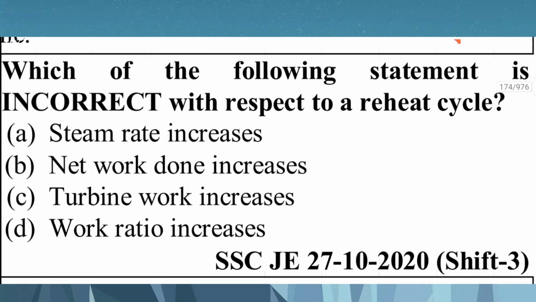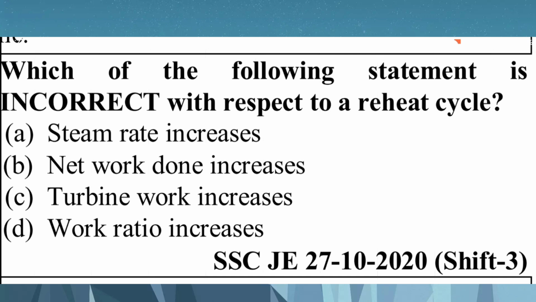Which of the following statements is incorrect with respect to a reheat cycle? A. Steam rate increases. B. Net work done increases. C. Turbine work increases. D. Work ratio increases. A. Steam rate increases. रीहीटिंग में स्टीम रेट इंक्रीज नहीं होता है और ये तीनों करेक्ट है.